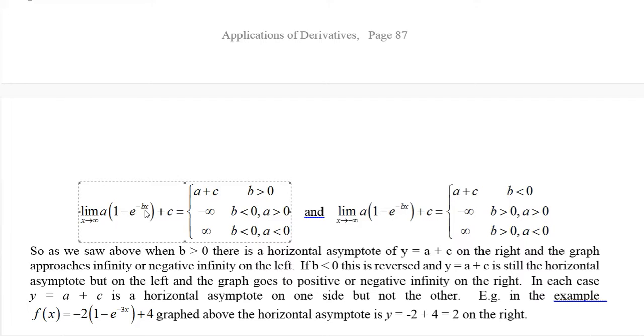Now what if b is negative? Well, if b is negative, then you've got two negatives here, which make a positive, times x. x is going to infinity. This whole thing is going to infinity.